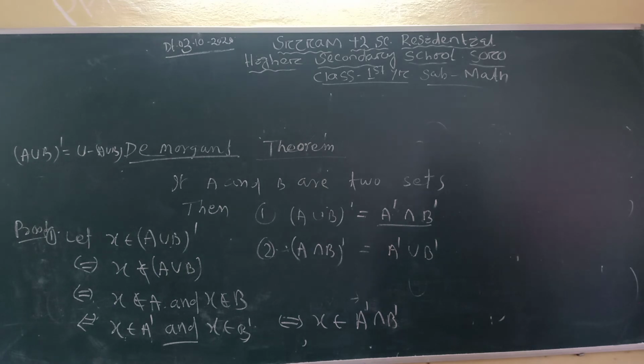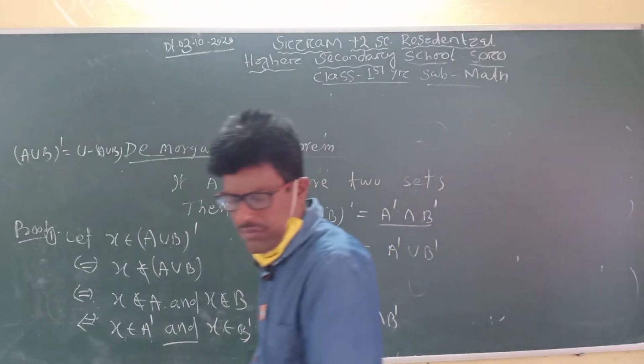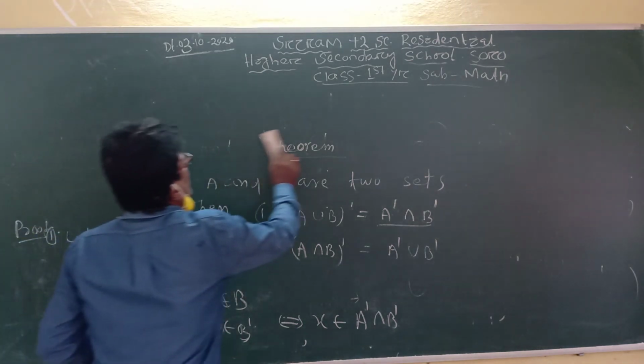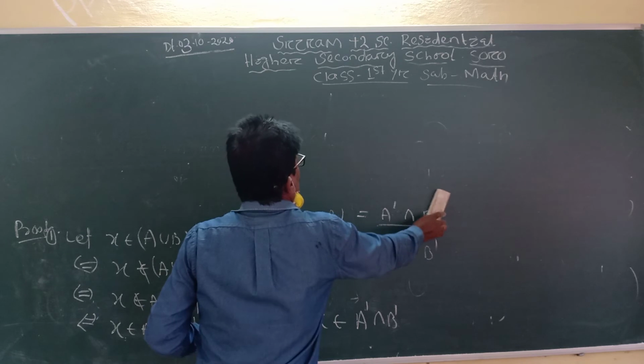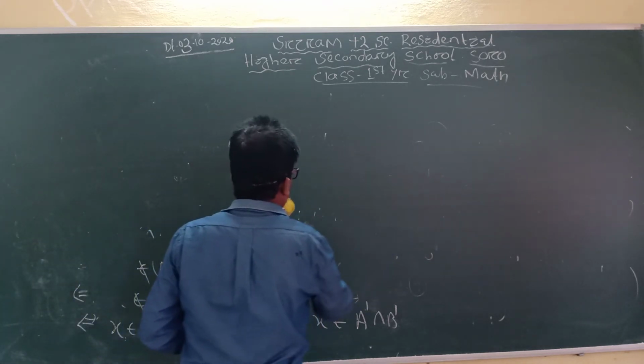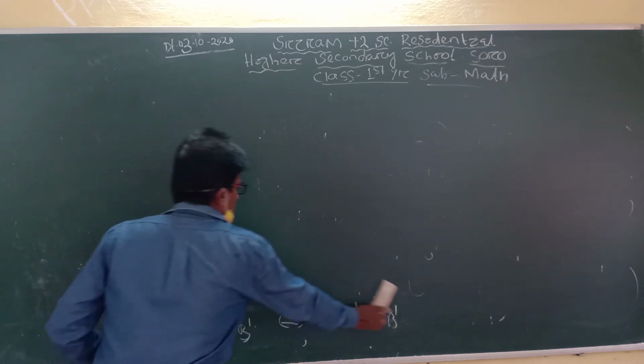You have all understood De Morgan's law and its properties. Some symbols may create some problems for you. I am going to discuss particular symbols which you have not faced at high school level. Now I am discussing those symbols.